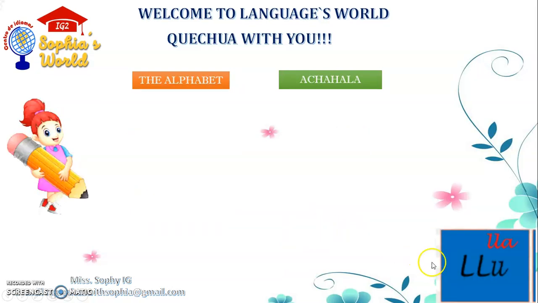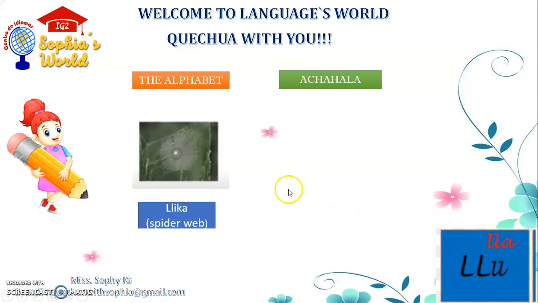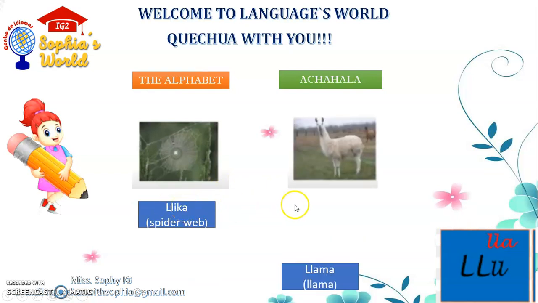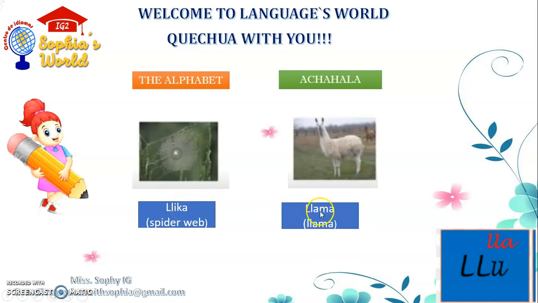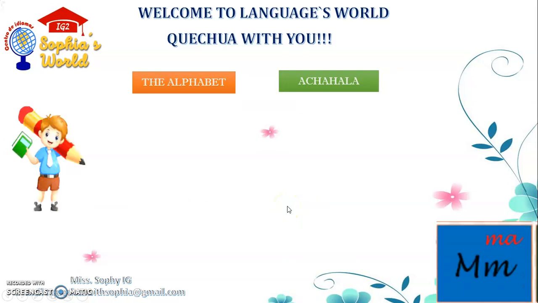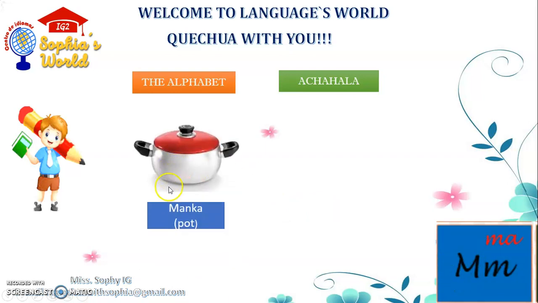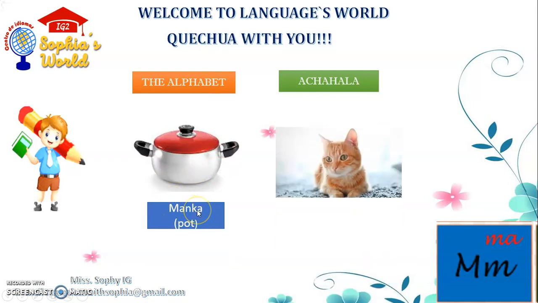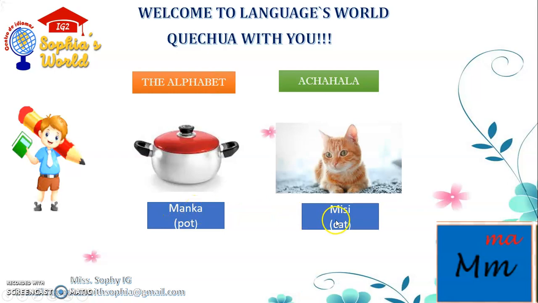The next letter is Ya. The pronunciation is Ya. Okay, we have here Yika, and we have Llama. We continue with the letter Ma. We have here Manca, and we have Misi.